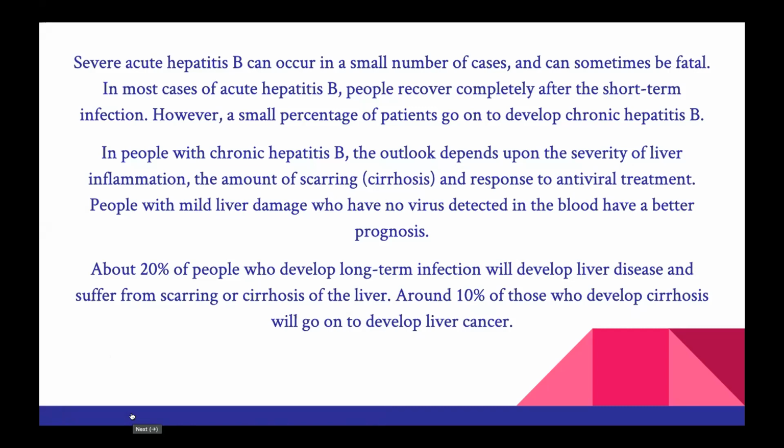In people with chronic hepatitis B, the outlook depends upon the severity of liver inflammation, the amount of scarring, and response to antiviral treatment. People with mild liver damage who have no virus detected in the blood have a better prognosis. About 20% of those who develop long-term infection will develop liver disease and suffer from scarring or cirrhosis of the liver. And around 10% of those who develop cirrhosis will go on to develop liver cancer.